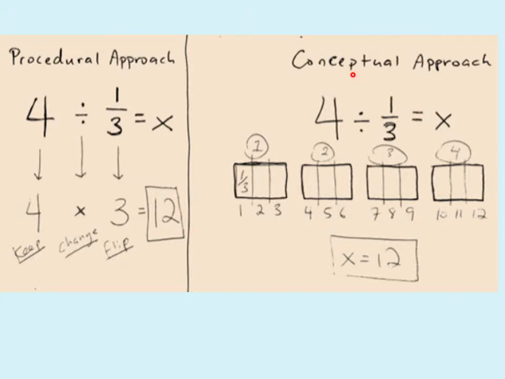However, wouldn't it be better to know the concept? You have 4 items, 1, 2, 3, 4. And you divide each one into thirds. How many items do you have now? If you count it up, you have 12.